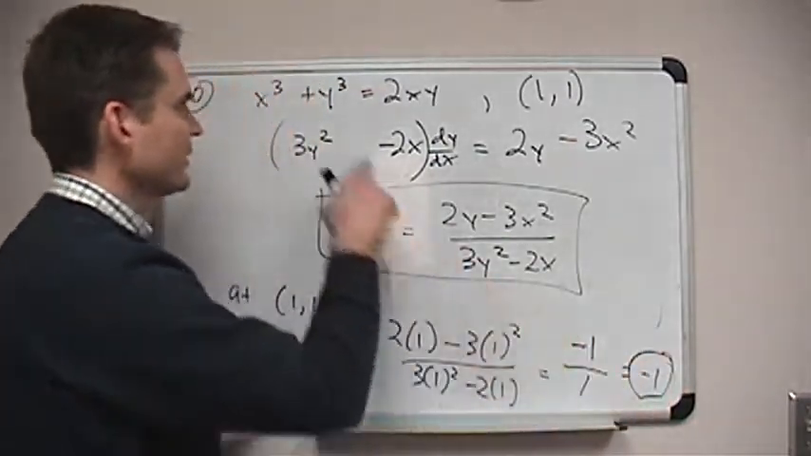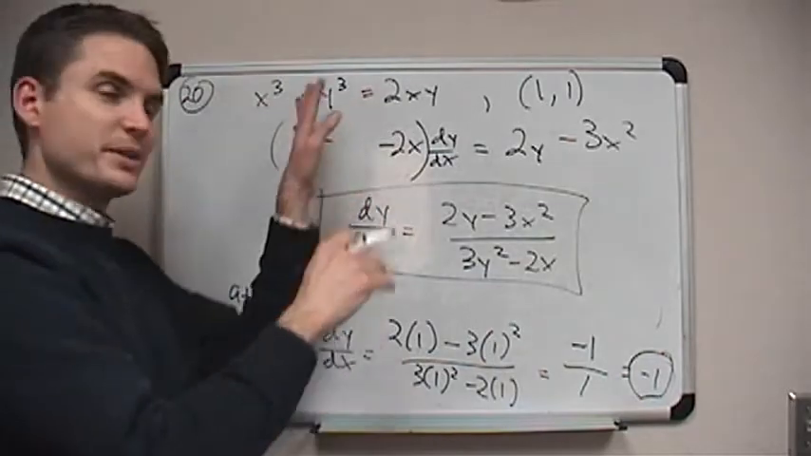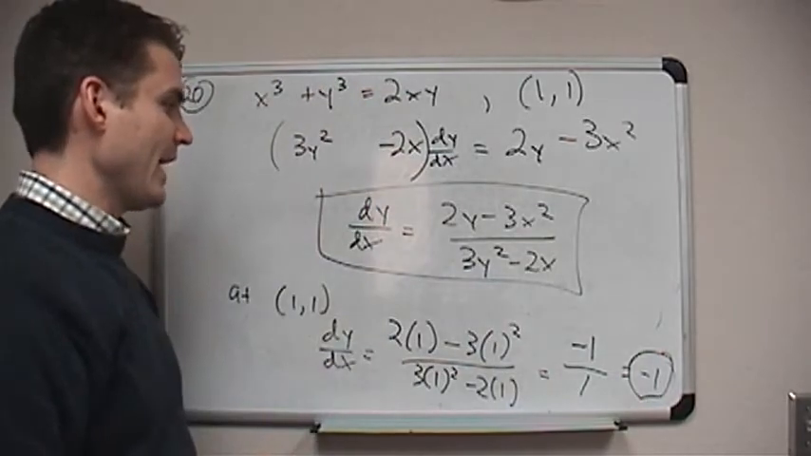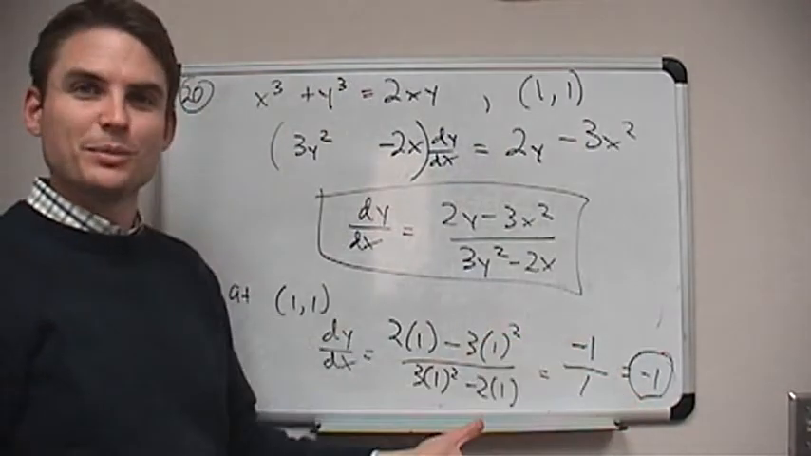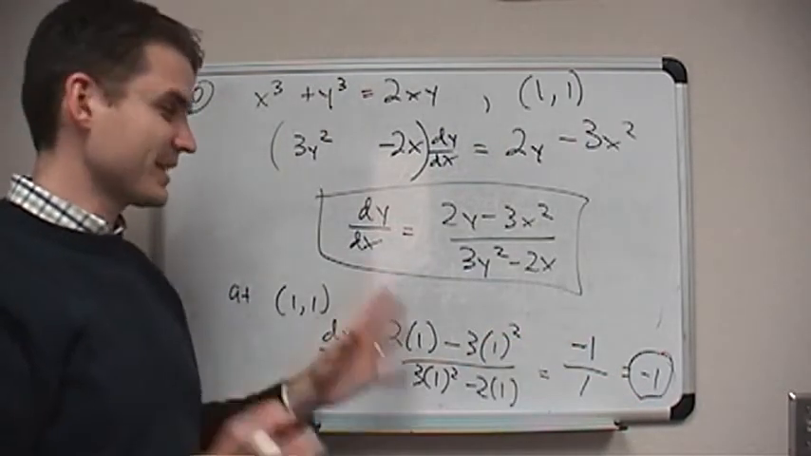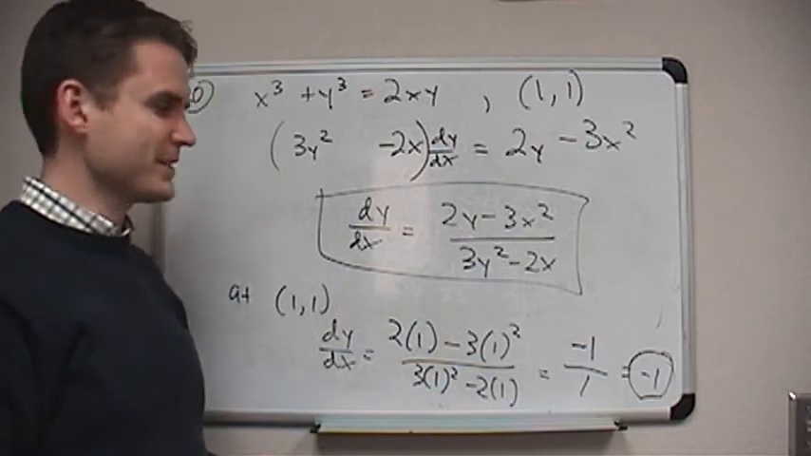So regardless of what this curve looks like, this original equation we started with, at the point (1, 1), which is on the curve, the tangent line has a slope of negative 1. So that's what we've gained from computing this implicit derivative.